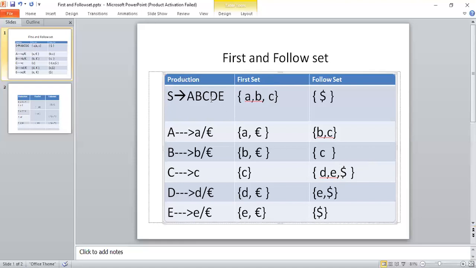Then according to follow of D, follow of D is nothing but the first of E. What is the first of E? E epsilon. Write that E. Now take this epsilon, substitute in place of D, so that D is vanished. There is no D. Then follow of E is equal to the follow of S. What is the follow of S? Dollar. Write that dollar in place of follow of D.